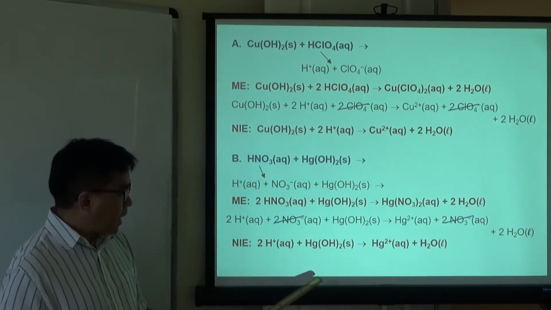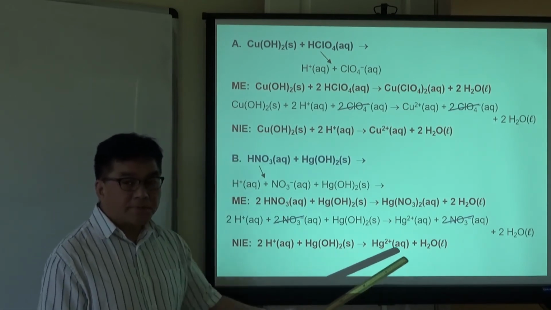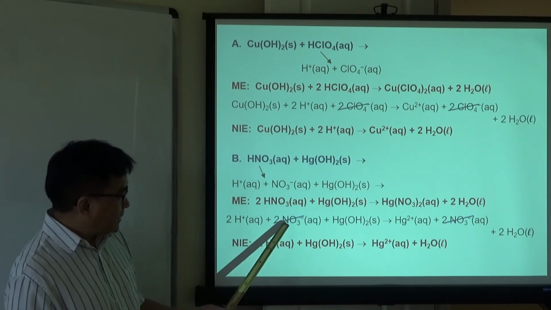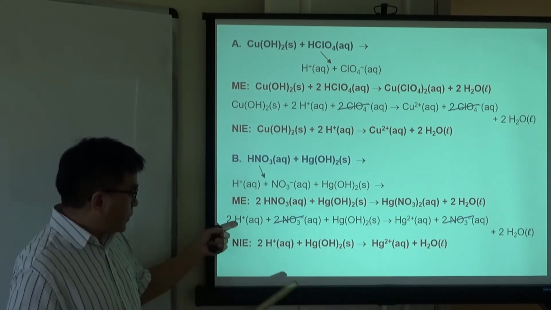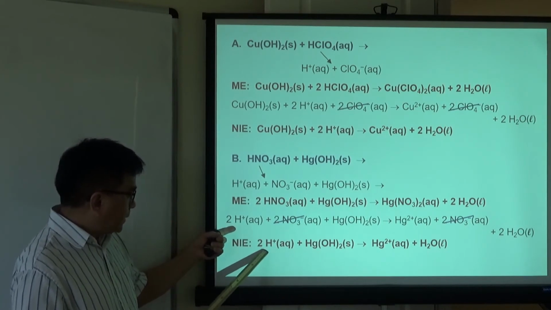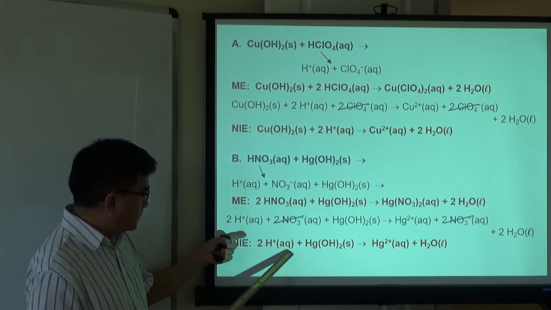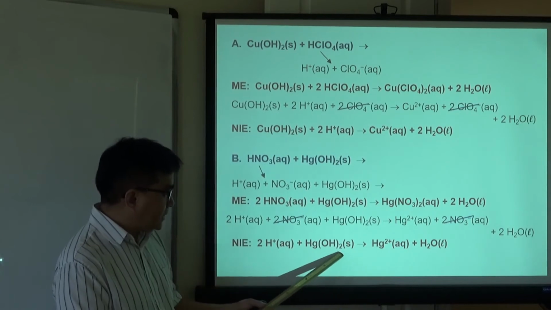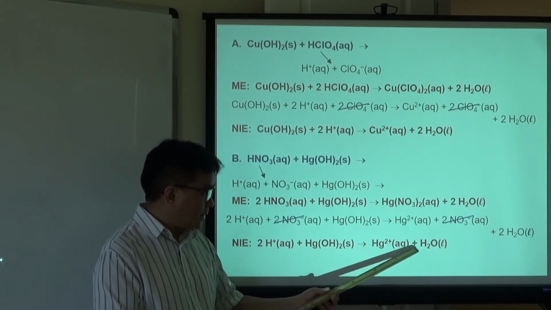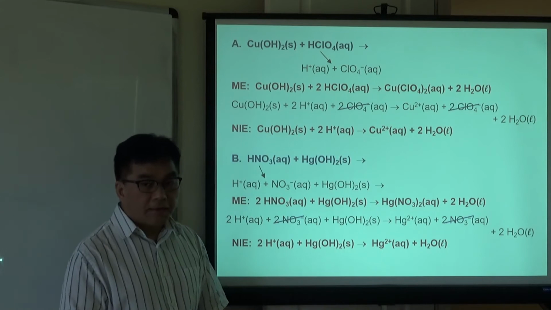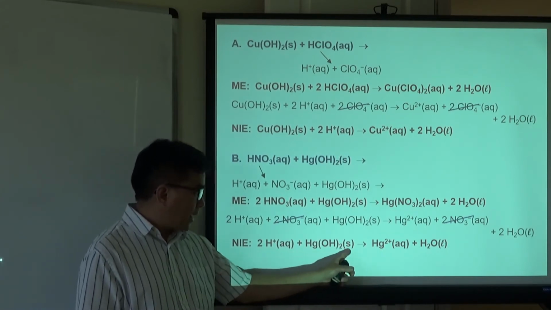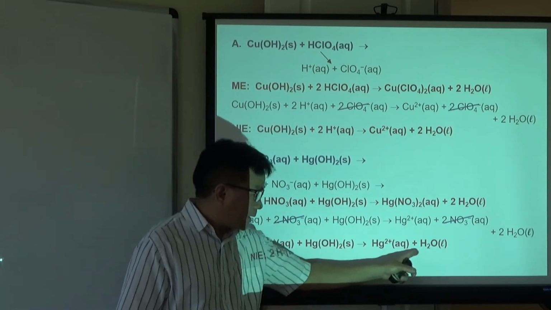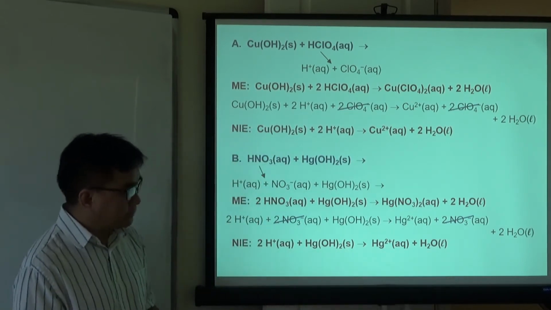So the only common chemical species on both sides that hasn't reacted is the nitrate ions here, so you can cancel that out. Therefore you're going to have 2 hydrogen plus, plus the mercury hydroxide solid, giving the mercury 2 plus ions and water. Again, very important when you write a net ionic equation, make sure you put all these physical labels: aqueous, solid, liquid, etc.